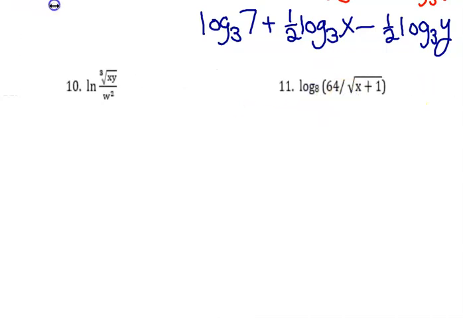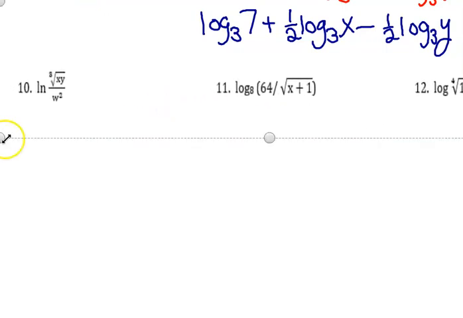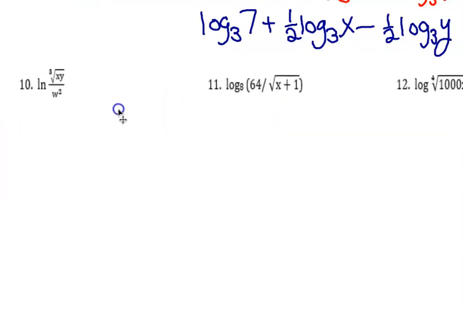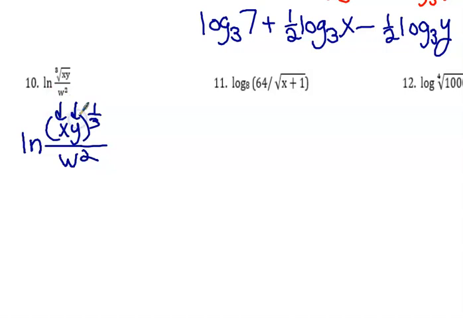All right, so I want you guys to try these. If it's x to the 1/3, or if it's the cube root of x, I would change that to an exponent, so it's a little bit easier to deal with. So xy to the 1/3 over w squared. How would you break this apart? These are both to the 1/3. What do you do when you multiply? And then what happens when you divide? How do you expand this problem?